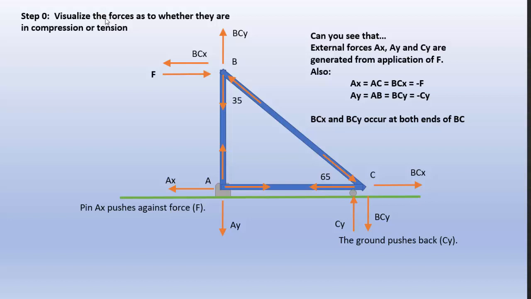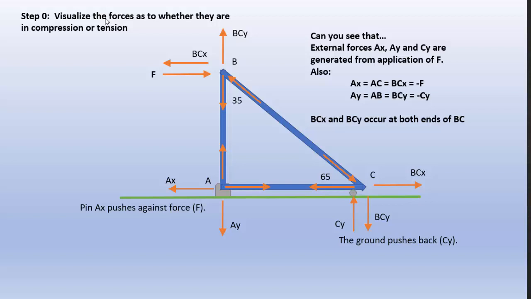So let's take a look at B. Again, we have the force pushing in on B, and the horizontal part of B, BCX, has to push back with an equal and opposite force. That's also going to produce at B, BCY, which means the beam BC is going to try to be pulled up by the force. Now, the forces that are happening at B are also happening down at C.